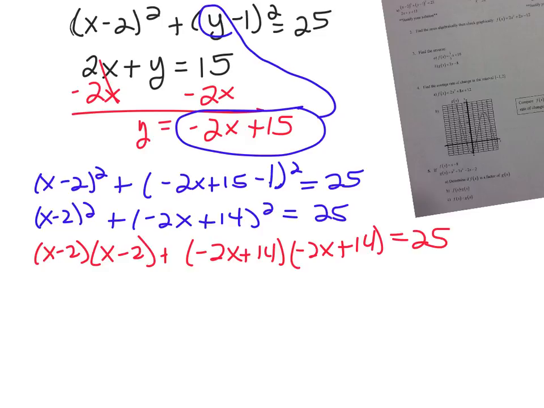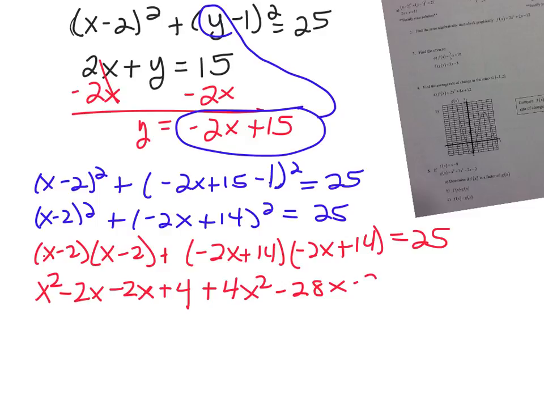All right, so let's start double distributing. So we have x times x is x². x times -2 is -2x. -2 times x is -2x. -2 times -2 is positive 4. -2x times -2x is positive 4x². -2x times 14 is -28x. 14 times -2x is -28x. And 14 times 14 is positive 196, equals 25.